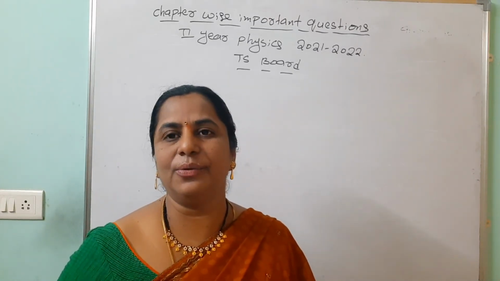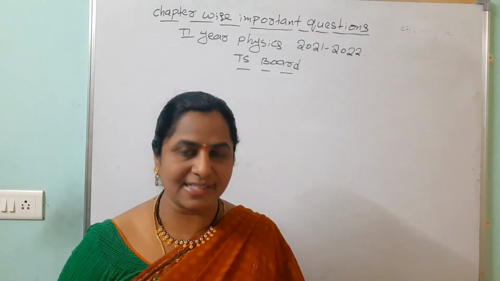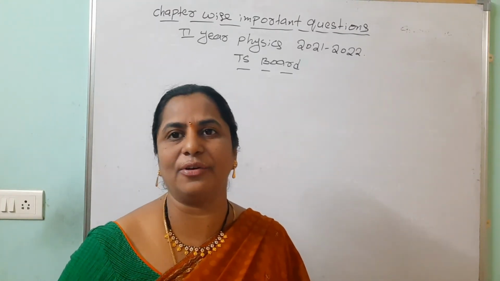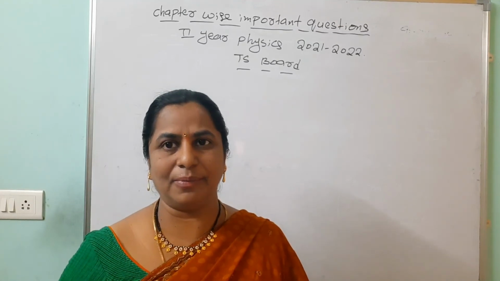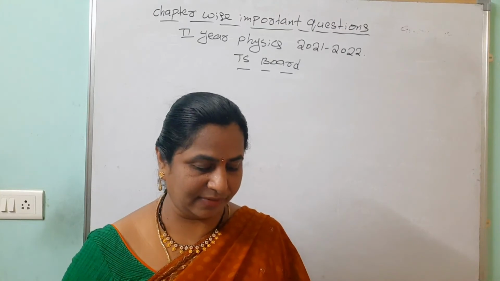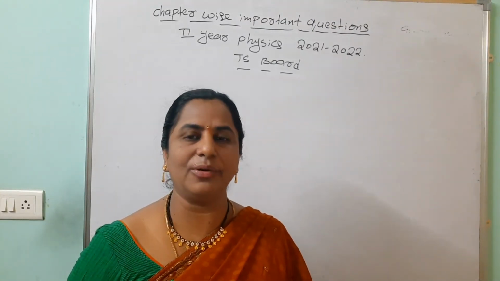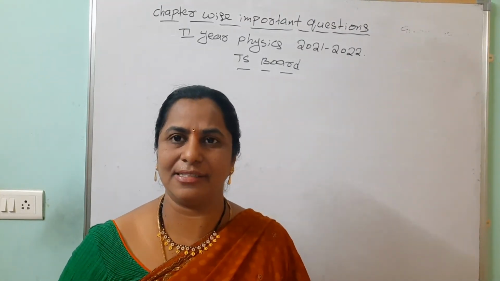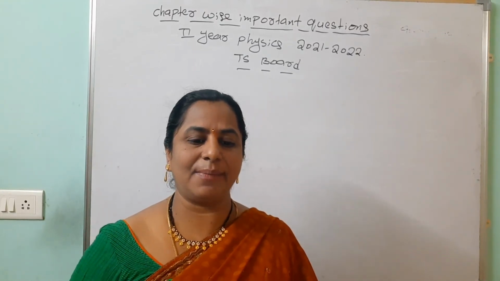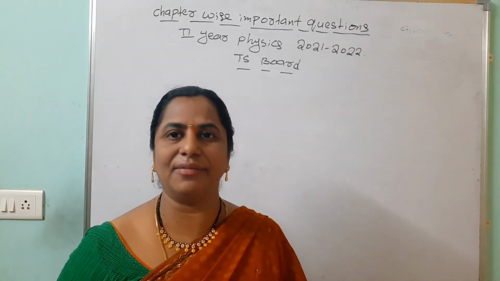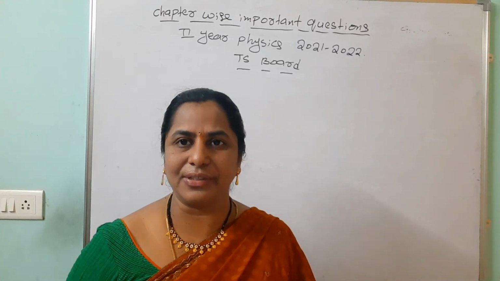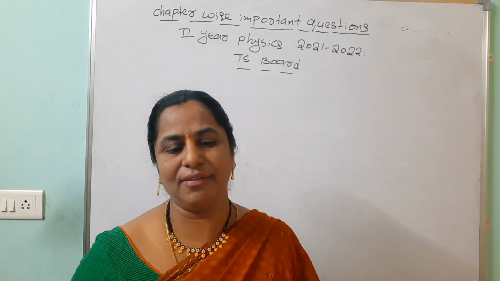Then electromagnetic induction. From this two answers are very important: one is eddy currents, another one is motional electromotive force. These two short answers are important, and better you read the VSAQs from this chapter. These two are enough. Then alternating current, you should learn only the transformer. The transformer answer is very important, and you read the very short answer questions from this. Then semiconductors. Then the electromagnetic waves chapter is there. From this we are expecting only VSAQs, so you should learn only VSAQs from electromagnetic waves.